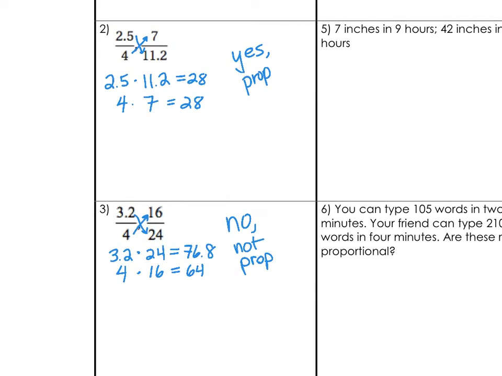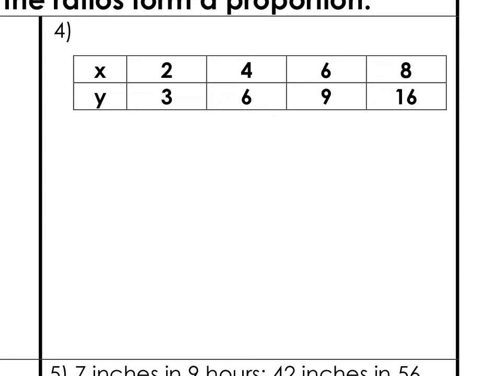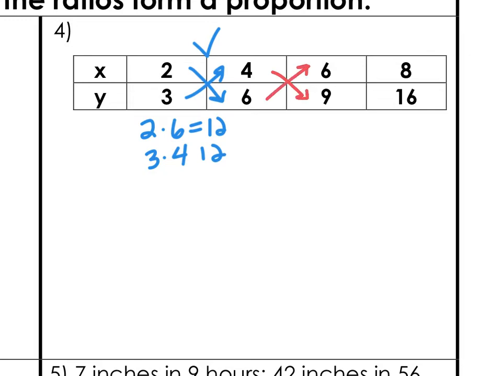Number 4. We got tables again. You can, if you want, do decimals. Or you can just do the multiplying. So 2 times 6 and 3 times 4. Those are both 12. So we're good. These are equal. You have to do every single pair here like this. Not every single possible pair, but basically if the first one is equal to the second one, is equal to the third one, is equal to the fourth one, then they're all equal. That's just how it works out.